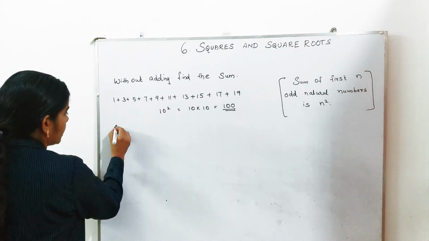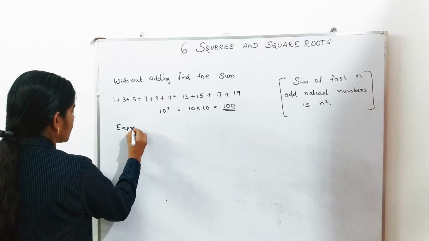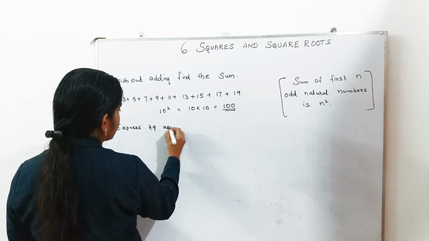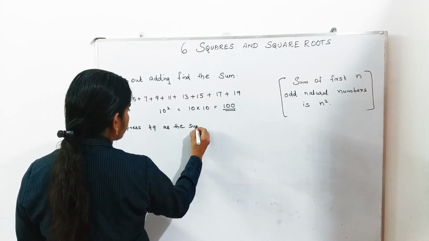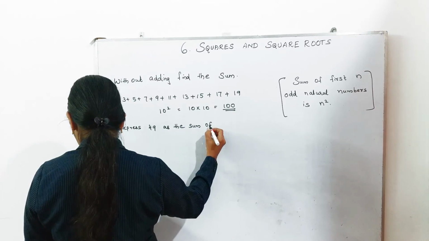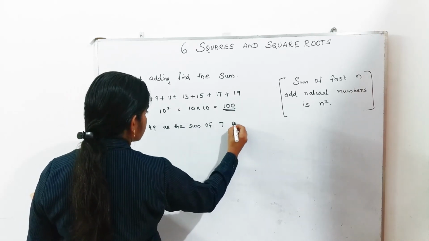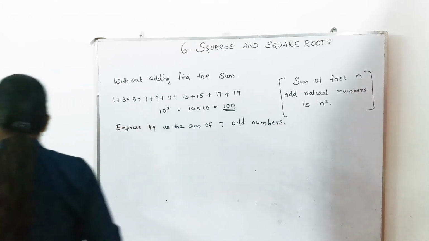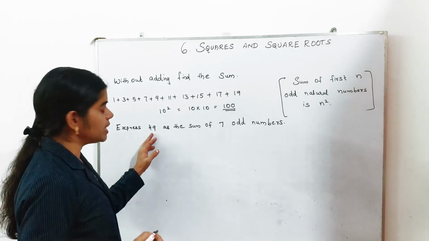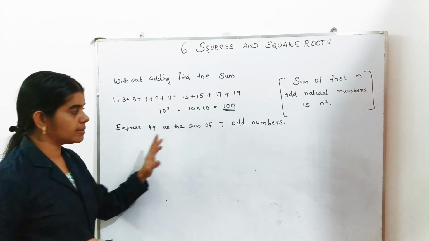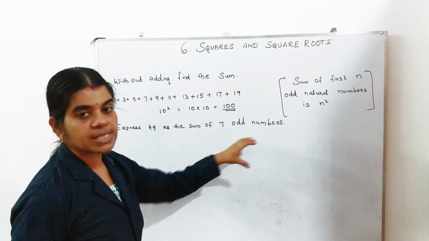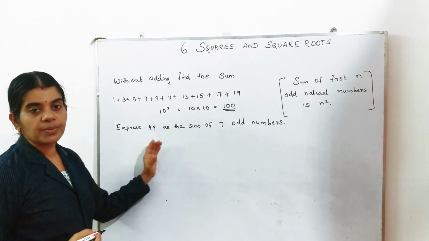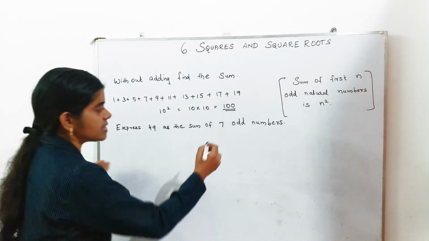Express 49 as the sum of 7 odd numbers. You know that 7 into 7 you are getting 49. Therefore, this will be the sum of the first 7 odd numbers, because 49 is a perfect square number, 7 into 7. Therefore, we can express this as the first 7 odd numbers.